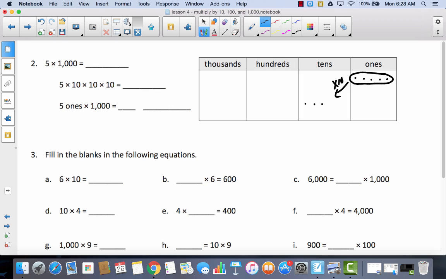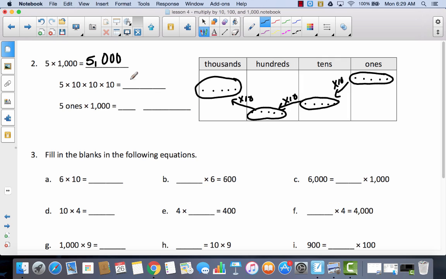So this is 1 time. And then we're going to multiply times 10 again. And then we're going to multiply by 10 again. So I ended up with 1, 2, 3, 4, 5,000. So 5 times 1,000 is equal to 5,000. 5 times 10 times 10 times 10 is equal to 5,000. 5 ones times 1,000 is equal to 5 thousands. And again, it's okay to abbreviate.